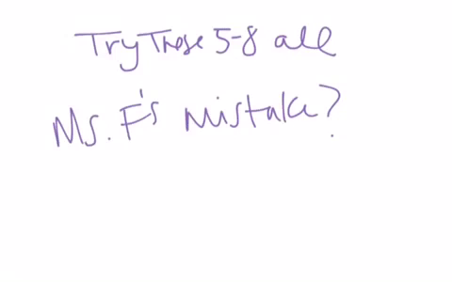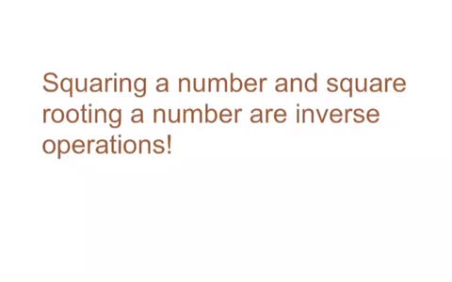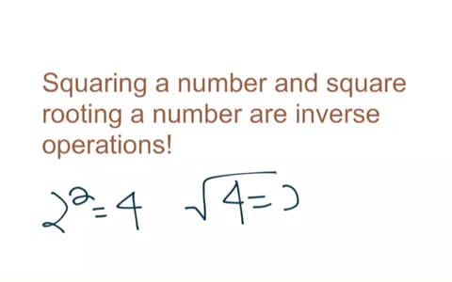Okay? Also, as a quick review, this right here is a radical sign. Okay, what numbers are inside the radical sign, that is what we're finding the square root of. And one more thing. The last thing to remember, squaring a number and square rooting a number are inverse operations. Okay, check it out. 2 squared equals 4. Square root of 4 equals 2. Boom. Boom. Okay?